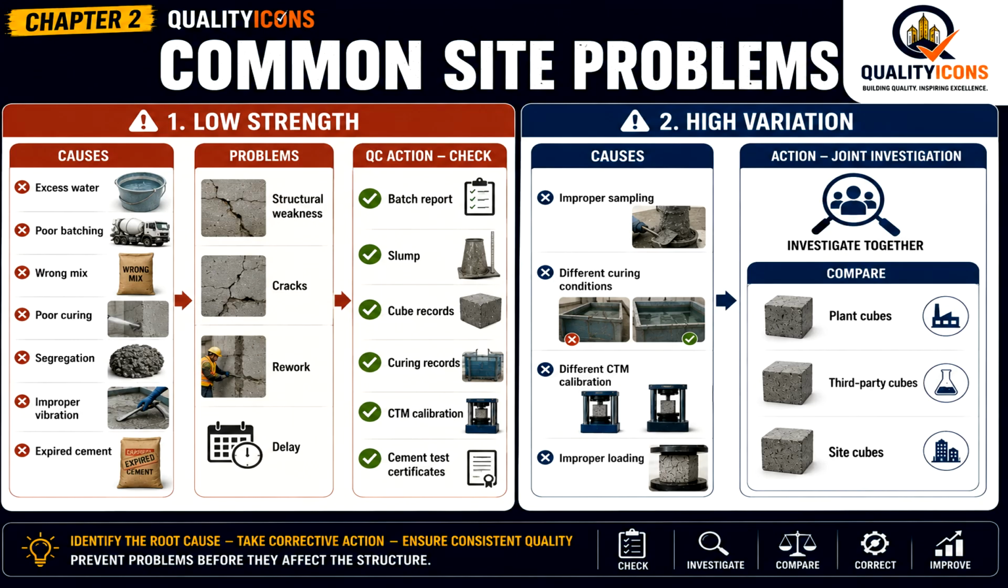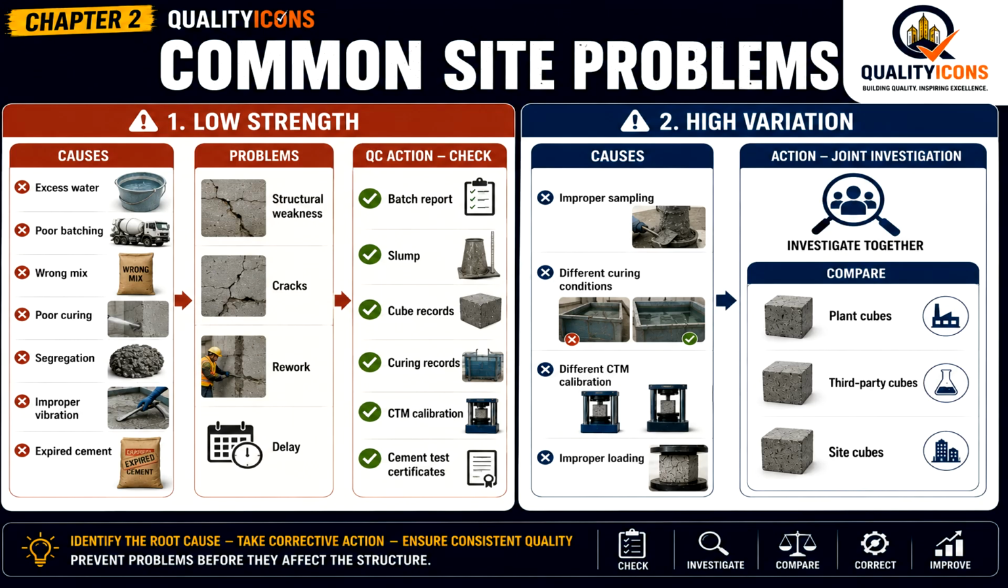Coming to the common site problems. Low cube strength may occur due to excess water, poor batching, incorrect mix proportions, inadequate curing, segregation, poor vibration, or expired cement. This is the material part. Friends, we will discuss the material part later on.